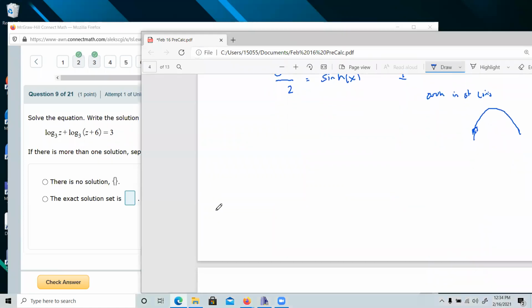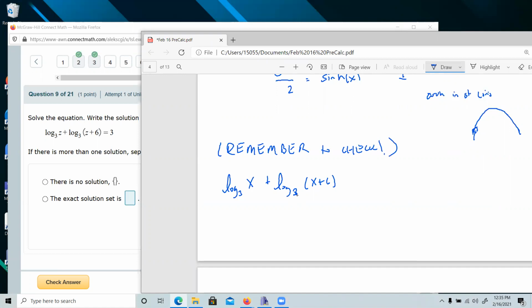Okay, I'm not going to use these rather. I'm just going to change them to x's. Okay. So we started off with a logarithm. That means that at the end, we're going to have to check our answer. Right? There's three classes of equations that you have to check.